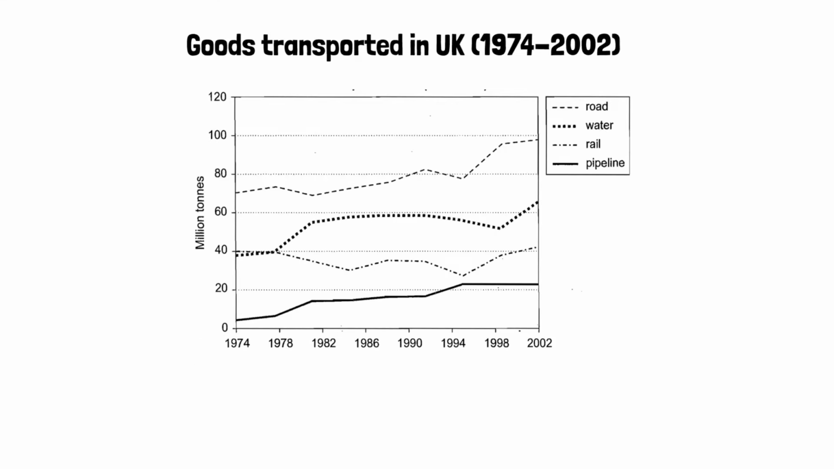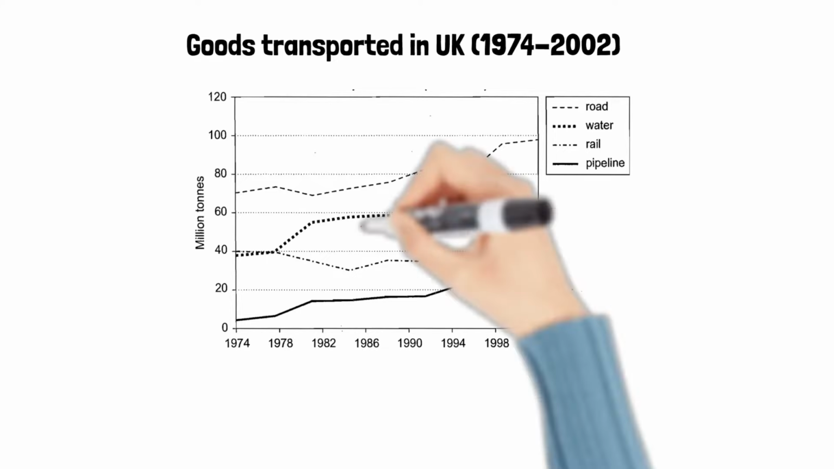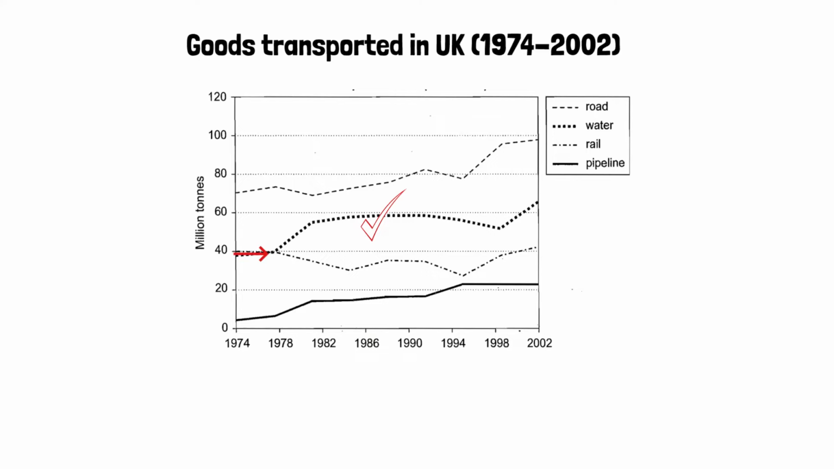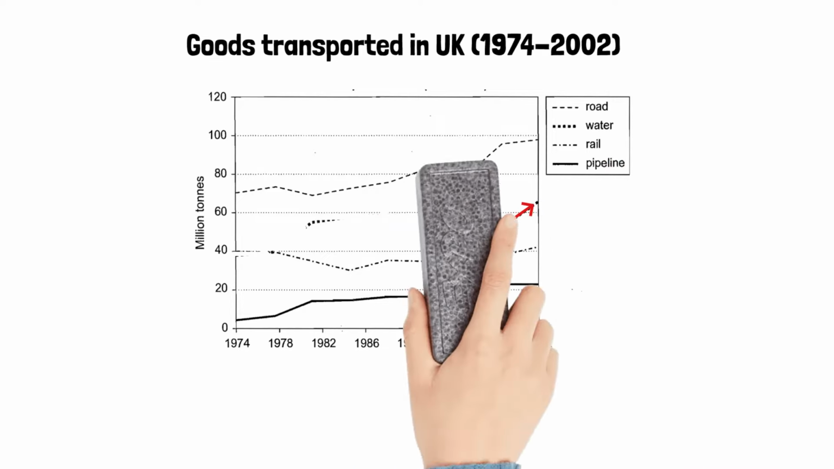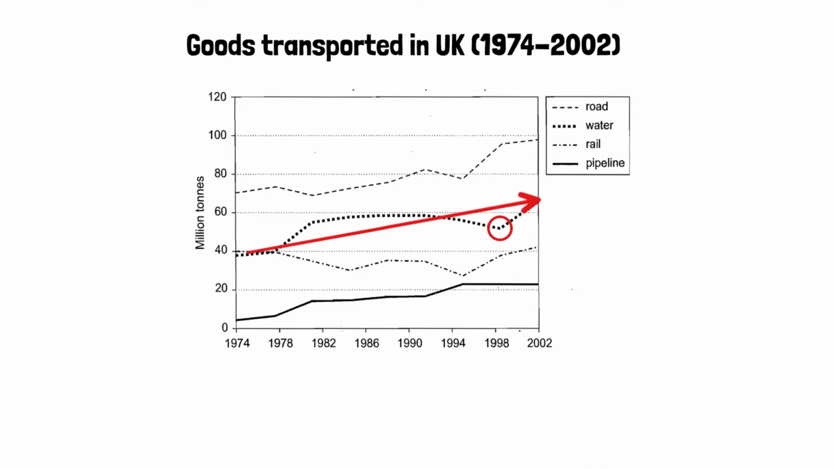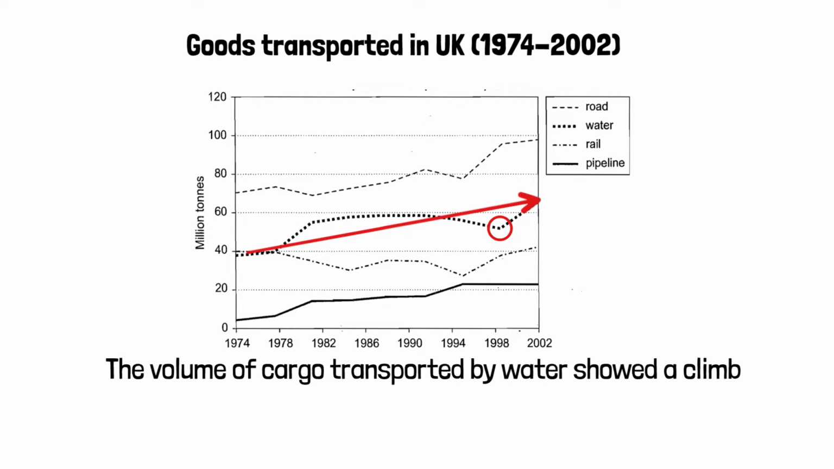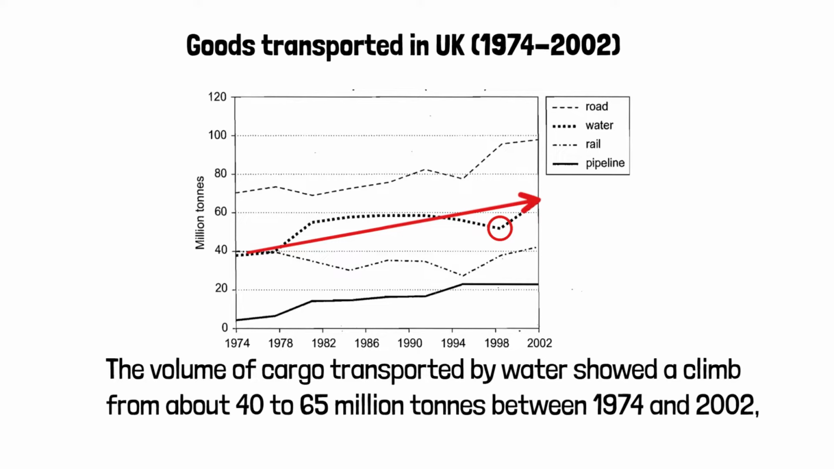So this graph shows the quantities of goods transported in the UK. A stupid way to describe this line is to say it remained stable, then increased, then remained stable, then decreased, and then increased. How about we simply say it increased with a dip in 1998? The volume of cargo transported by water showed a climb from about 40 to 65 million tons between 1974 and 2002, with a small dip in 1998.